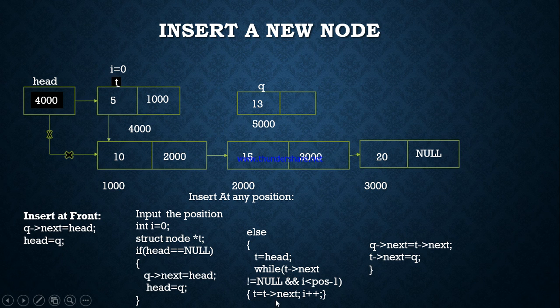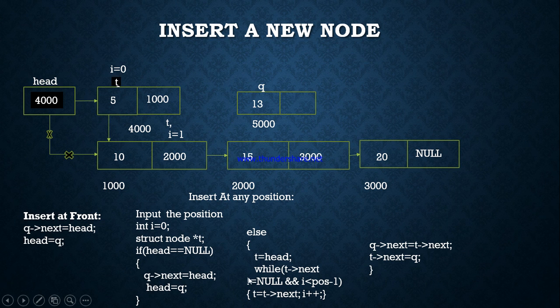T equal T of next, I plus plus. So T will go to T of next. T of next is 1000. So T will come in this position. So now T will point this node. Now T will point this node which is created at 1000 location. Okay, and I value will also be incremented. It is now 1.